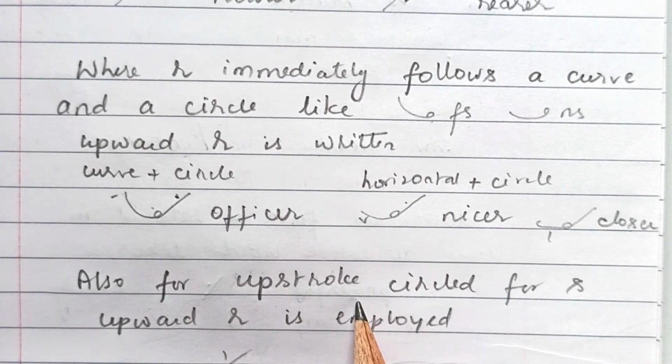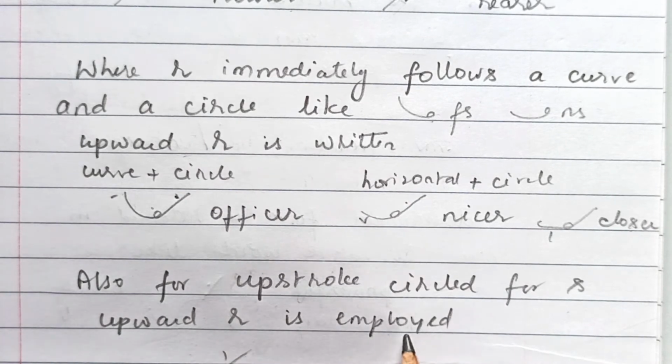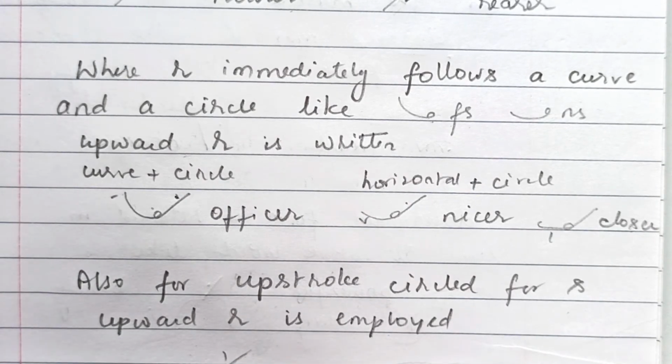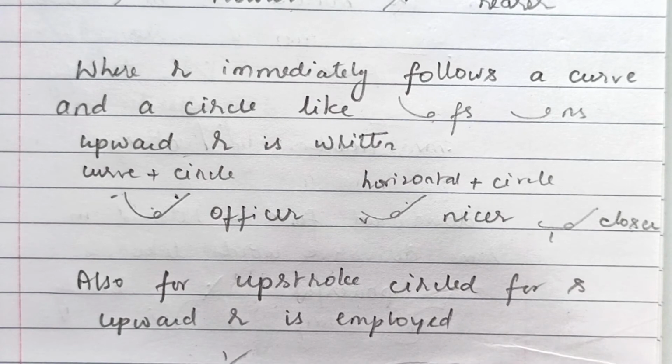Also for an upstroke circled for S, the upward R is employed, as in the word razor. So, here we have an upstroke and a circle. And this upstroke is curved, circled S. So, we are writing another upstroke. Here we are writing the upward R as razor. You can see the upward stroke, the circle S, hence the upward R.